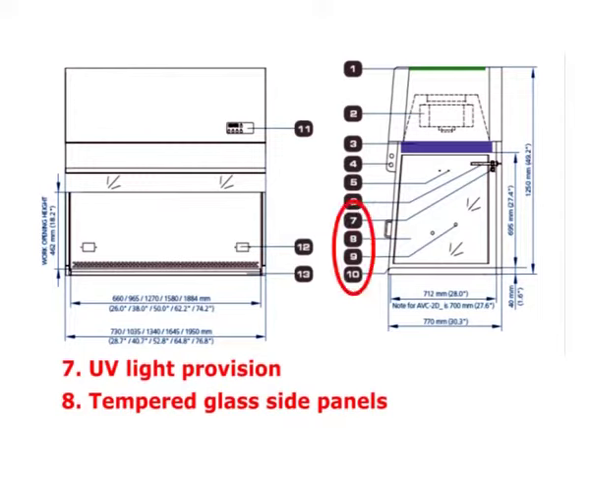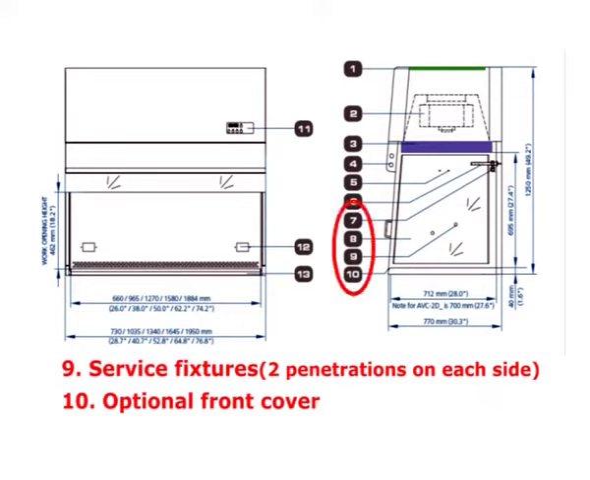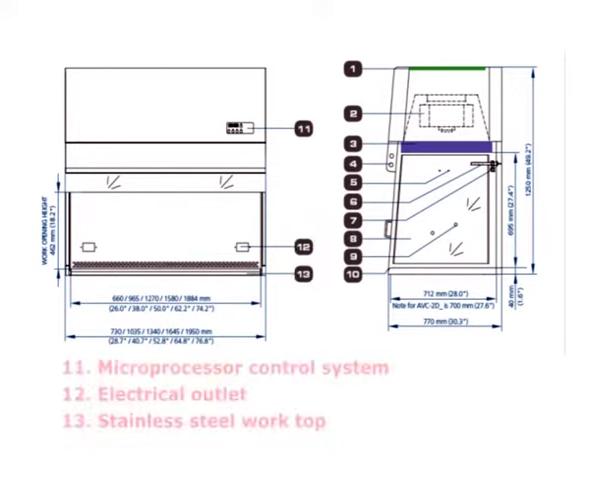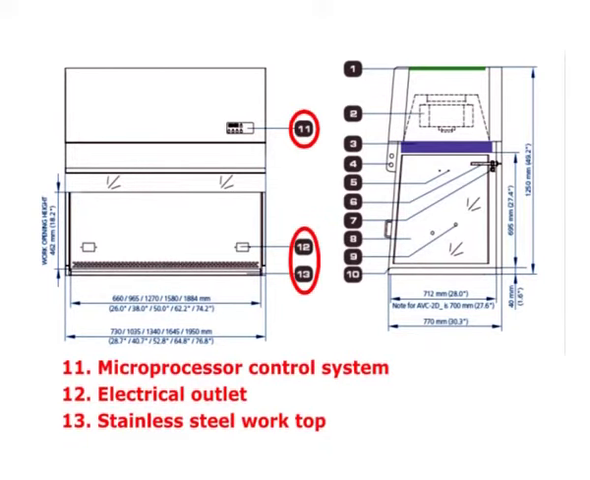Point number 8 shows the tempered glass side panels, and the 2 penetrations for the service fixtures is shown in point number 9. Point number 10 shows the optical front cover, and the left hand side of figure 3 shows the microprocessor's control system, the electrical output, and the stainless steel worktop.